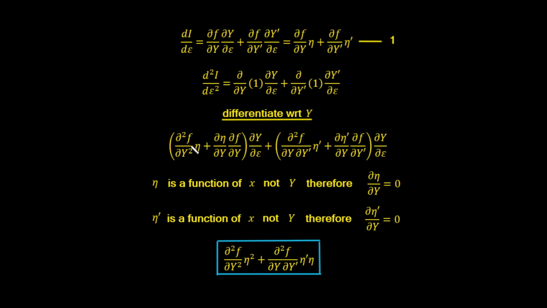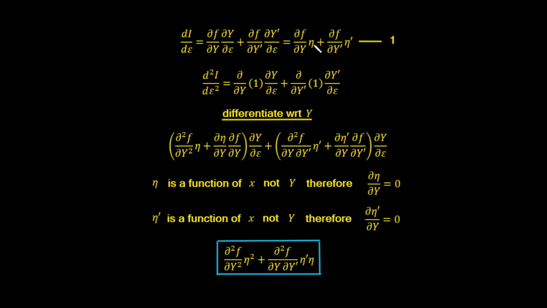Now we have to use the product rule for differentiation here, because we've got a product of two terms: partial f by partial y, and eta. So this has done the first part of the product rule. The second part is to differentiate eta with respect to y. So we have partial eta by partial y, multiplied by what's left over, partial f by partial y. And finally, we multiply it by partial y by partial epsilon. So this is the first part of our differentiation, and that's the differentiation of this little section done.